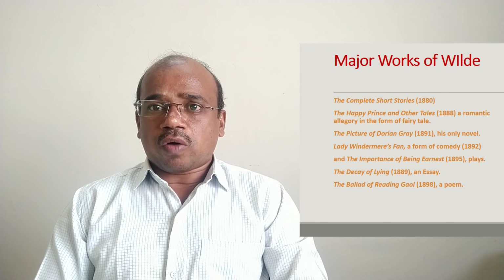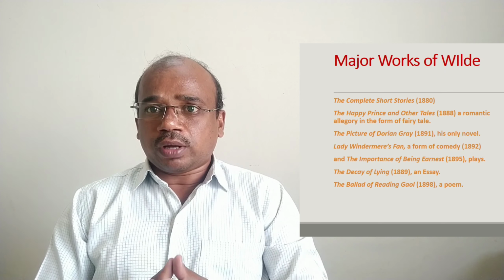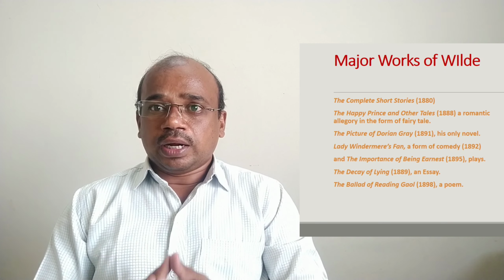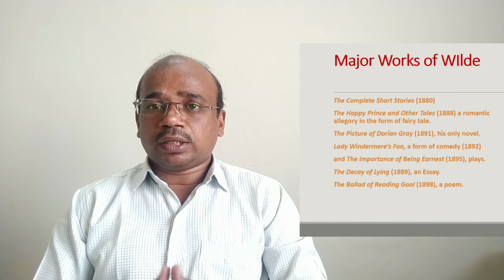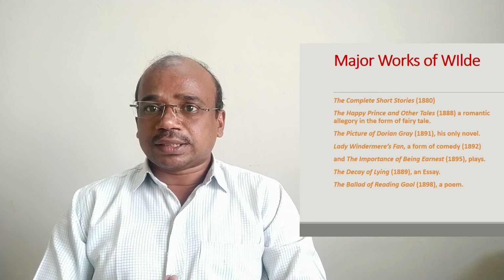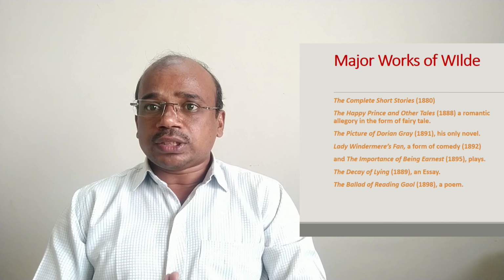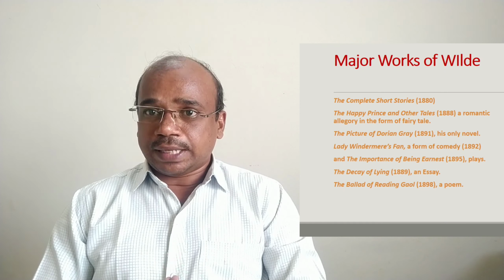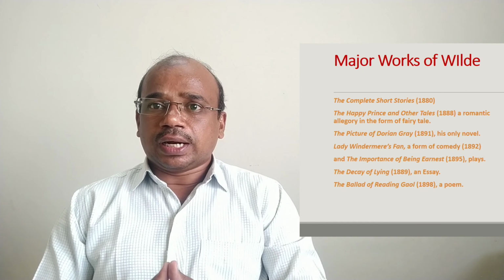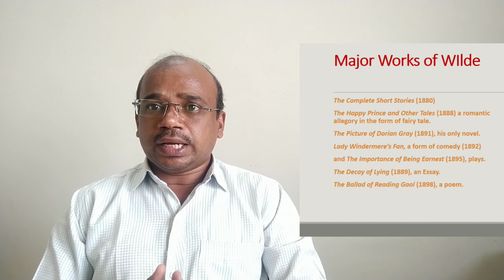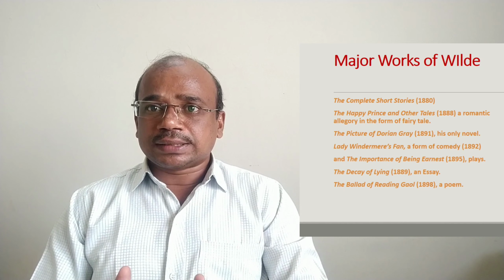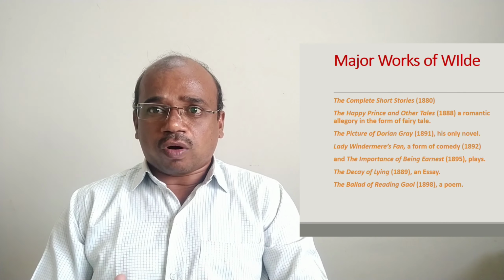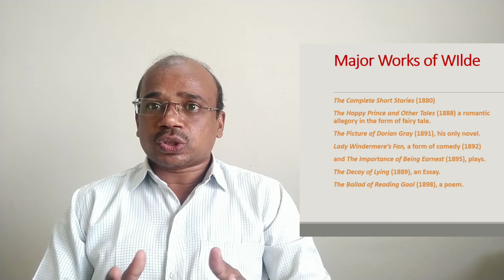The Picture of Dorian Gray, his only novel. Lady Windermere's Fan, written in 1892, and The Importance of Being Earnest, written in 1895, both are plays. The Ballad of Reading Gaol, written in 1898 as a poem. So these are the significant works written in different forms by Oscar Wilde in English literature.